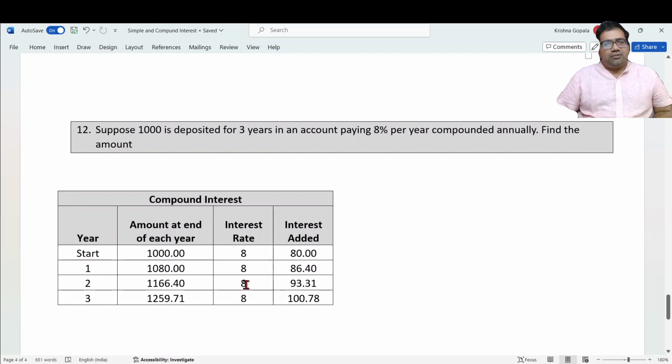Then again 8% of 1166.4, which is 93.3. So this plus this is equal to 1259.71. Okay, this is one way of calculating. Otherwise, you can do another way of calculation.